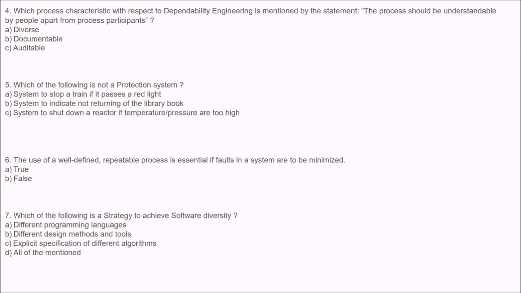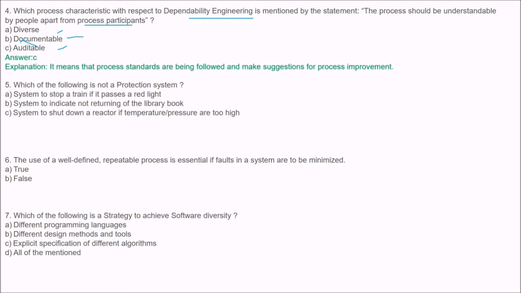Next is, which process characteristic with respect to dependability engineering is mentioned by the statement that the process should be understandable by people apart from process participants? Diverse, documentable, auditable. The answer is auditable, because this means that process standards are being followed and it makes suggestions for process improvement.